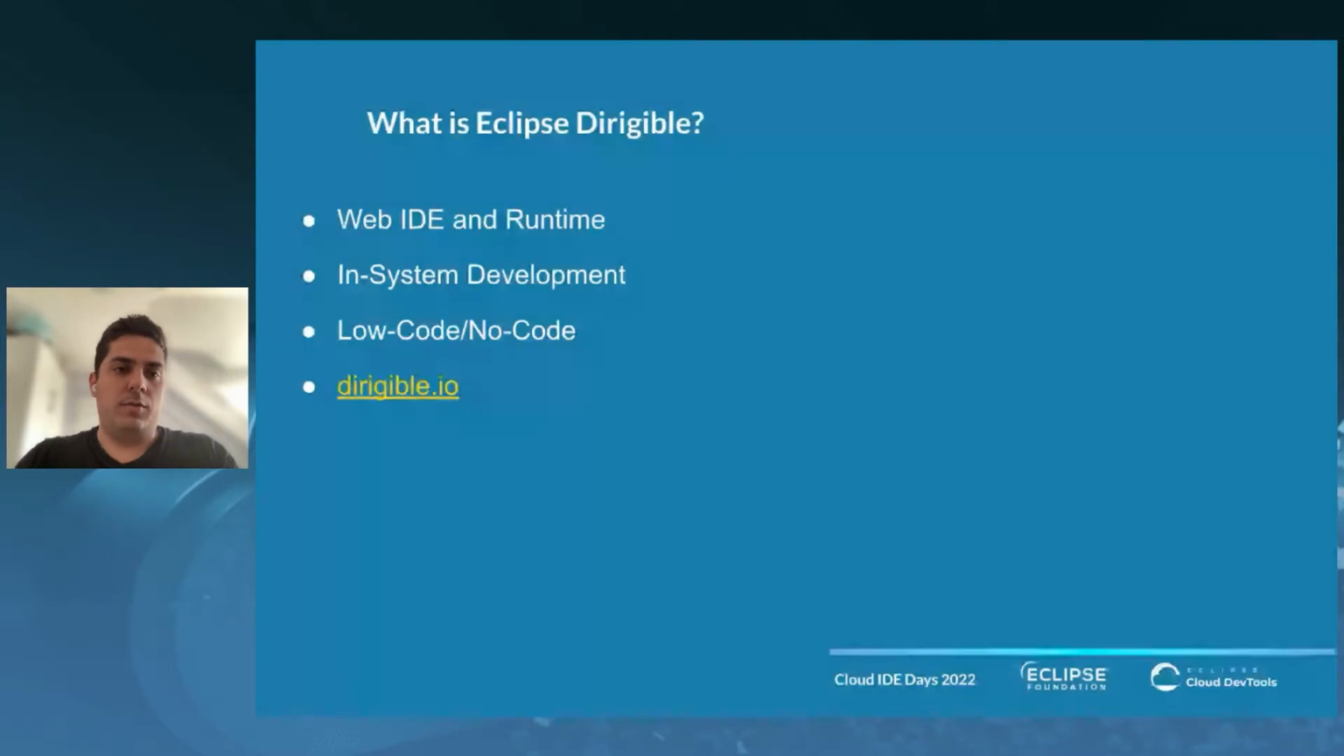So as a quick overview, Eclipse Dirigible is a web IDE. So you can log in from your browser, you can write, of course, some kind of code, and it also has a runtime environment. So in the end, the code that you've written in the browser should run somewhere, and that's also Eclipse Dirigible. It provides this in-system development lifecycle, or let's say development model.